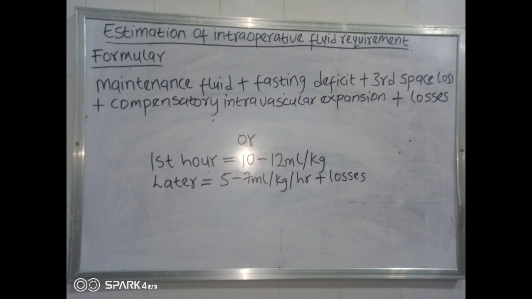A formula for estimation of intraoperative fluid requirement is the sum of maintenance fluid, fasting deficit, third space losses, compensatory intravascular expansion, and other losses. It could also be calculated using an alternative formula, which is in the first hour it is calculated as 10 to 12 ml per kg of fluid, while in the later hours it is calculated as 5 to 7 ml per kg per hour plus losses for fluid.